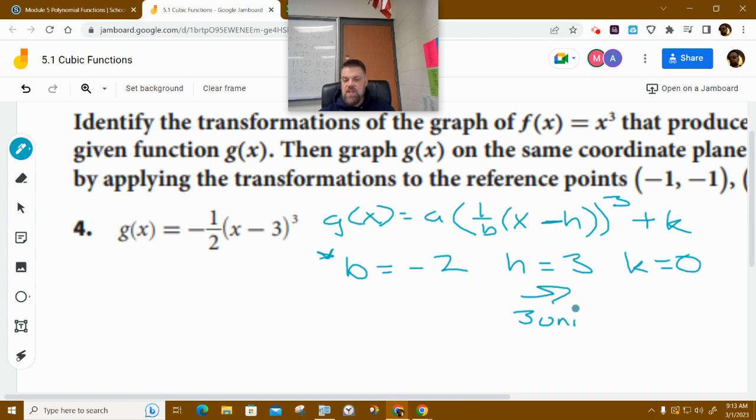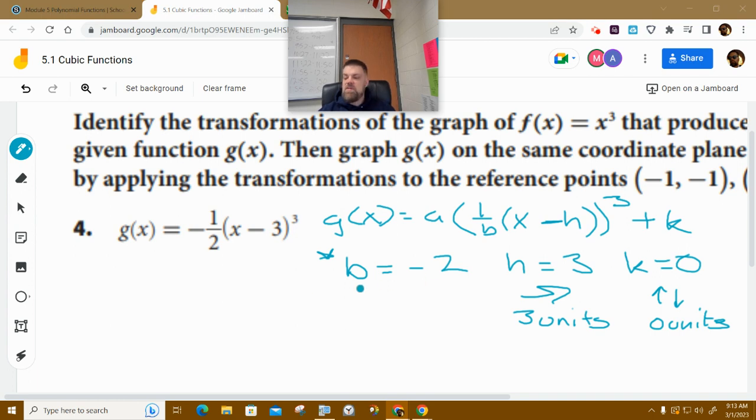What does k do? It does the up or down. Yeah, and the value is 0, so we're going to go up or down 0 units, right? So just put up or down, and then we're going to say 0 units. Does that make sense? Good so far.